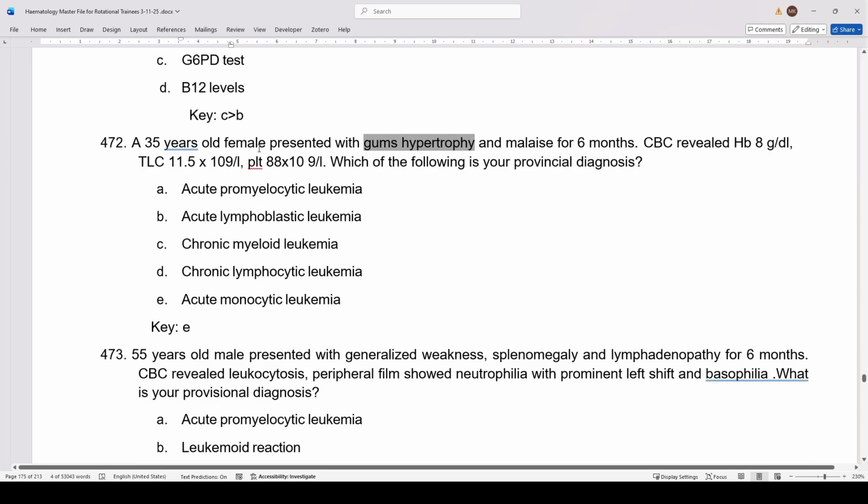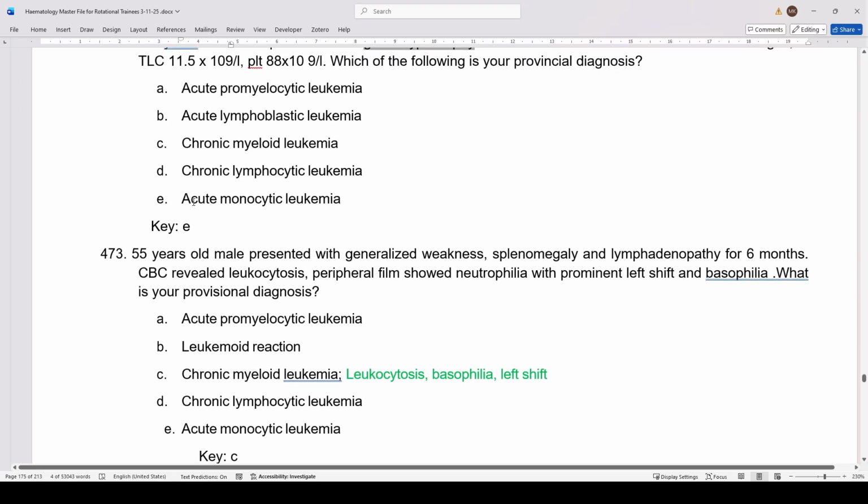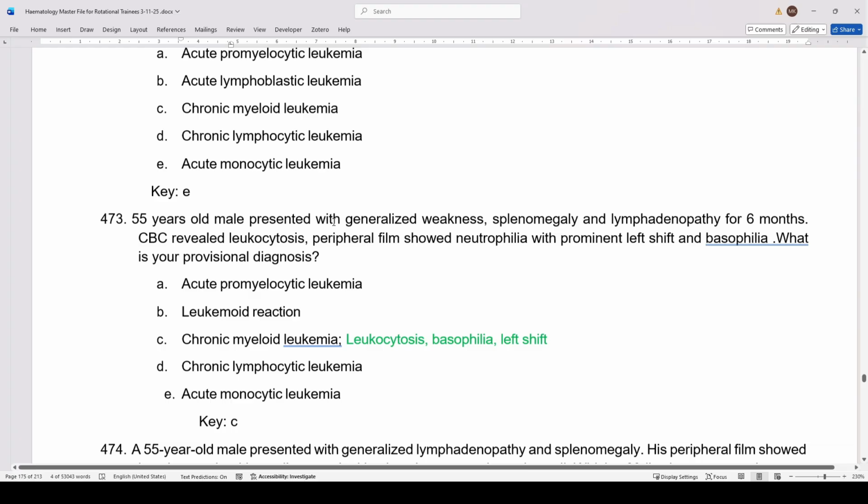Next is a 35-year-old female presented with gum hypertrophy and malaise for 6 months. CBC shows Hb is 8, platelets is 88, bicytopenia, TLC is normal. Which of the following is a provisional diagnosis? So, just for 6 months, not a very vast history like 10 years or something. She has bicytopenia, gum hypertrophy. So it can be a case of acute monocytic leukemia, M5.